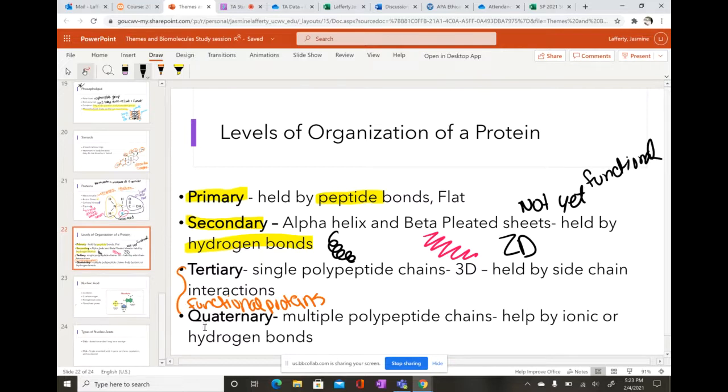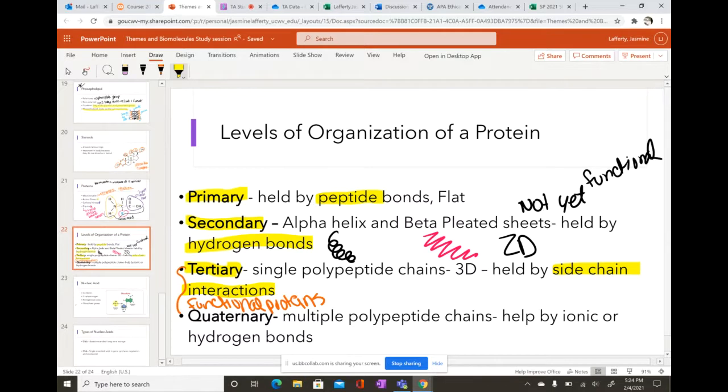All right. Now, tertiary, I'm going to tell you a mnemonic that you will always remember. Tertiary is held by side chain interactions. You will not need to know what type of side chain interactions. If it's hydrogen bonds, ionic, and so on. You just need to know side chain interactions. So how I remember this is Terry is a side chick. All right. Tertiary is a side chick, side chain.